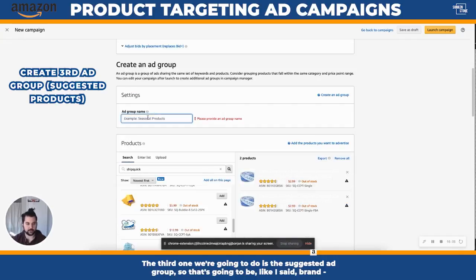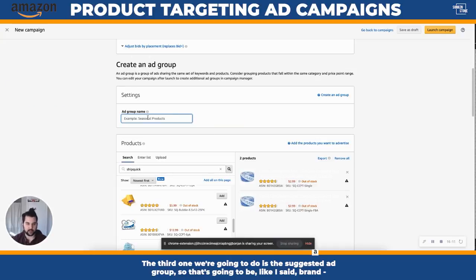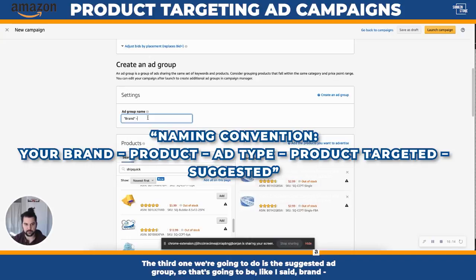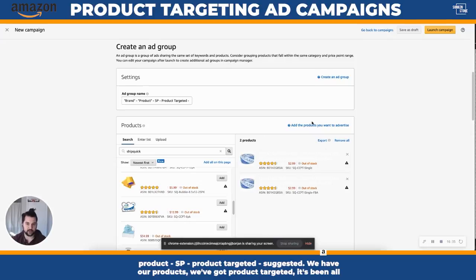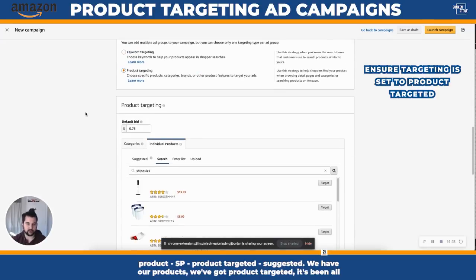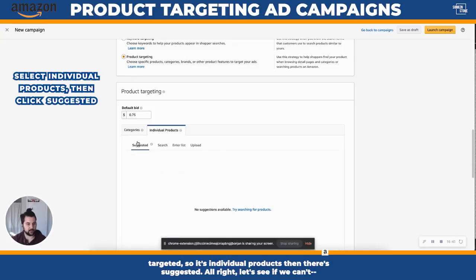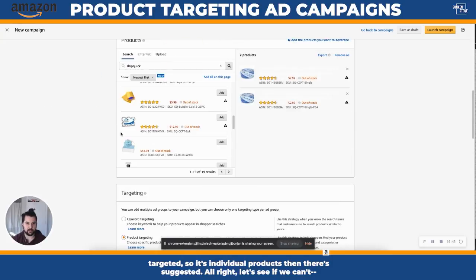The third one we're going to do is the suggested ad group. So that's going to be, like I said, brand dash product dash SP dash product targeted dash suggested. So we have our products. We've got product targeted, it's manual targeted, so it's individual products. Then there's this little suggested.